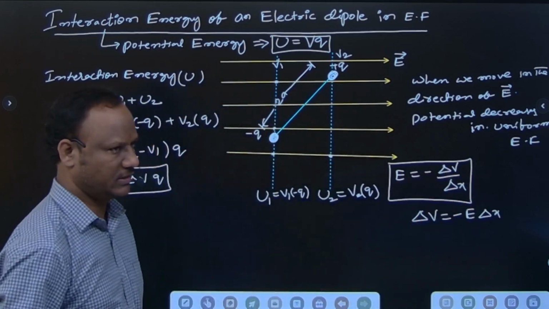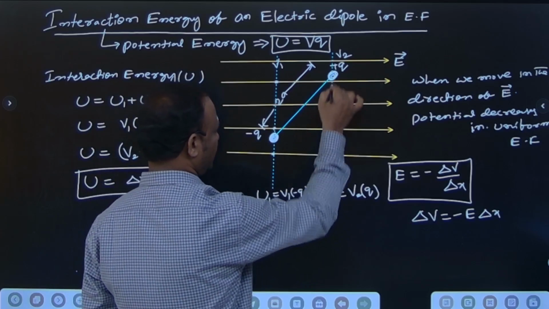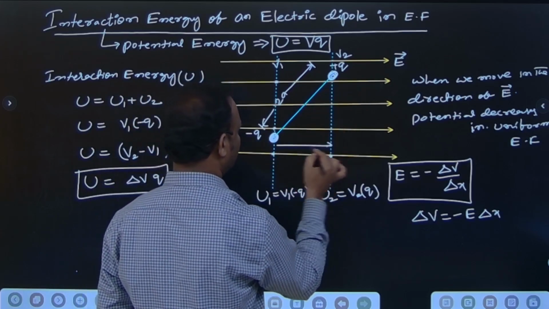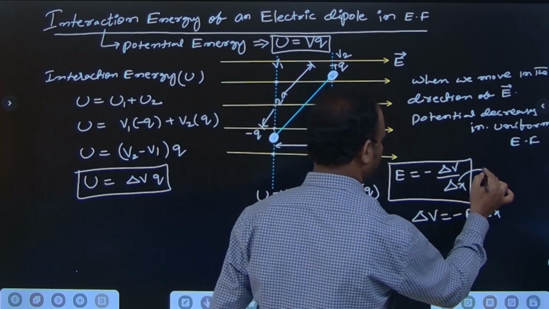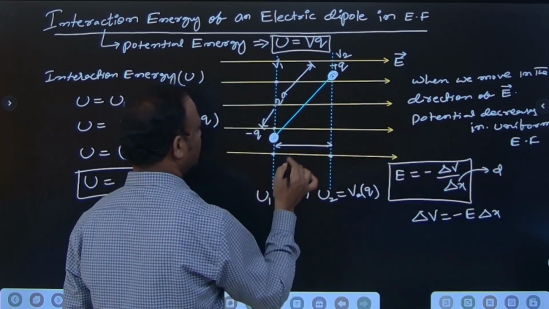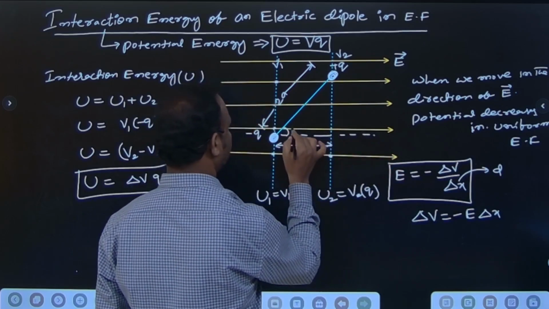What is delta X? Delta X is the distance from here to here. I'm taking delta X as D. Now this makes an angle theta.